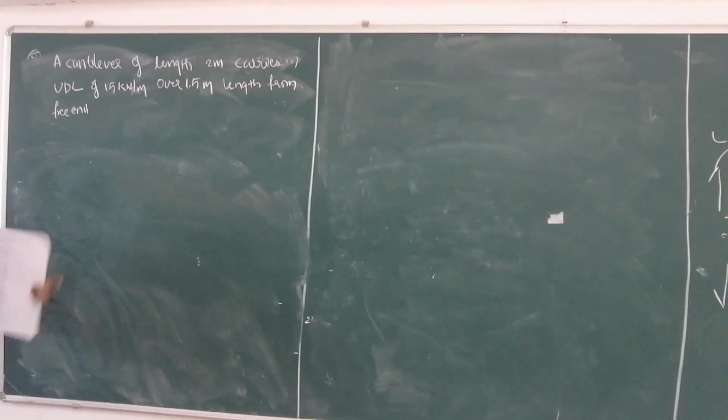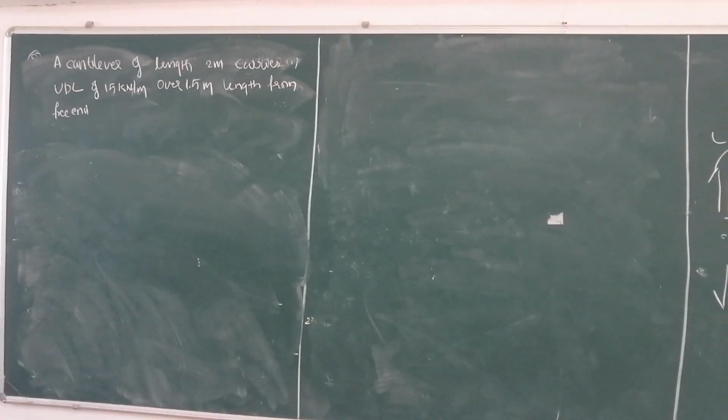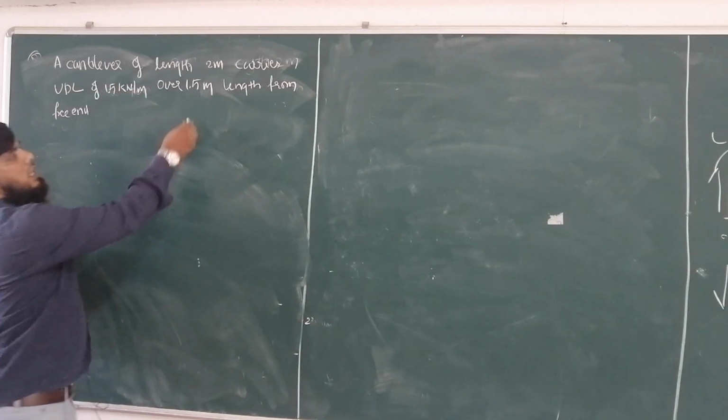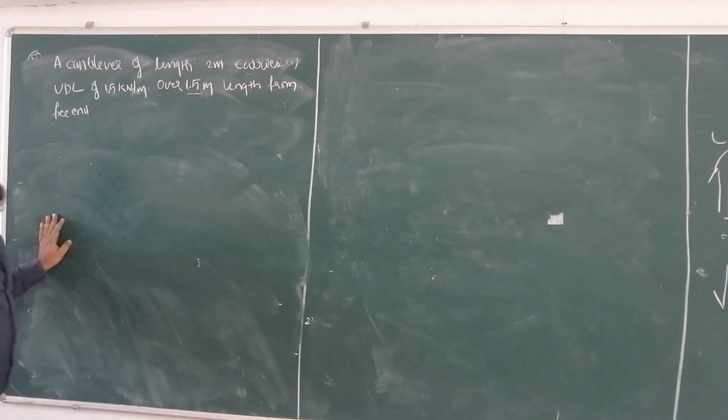The next problem we are going to see is a cantilever. The question is given like this. In this question, they have not given us any diagram. Most of the time, the diagrams will not be given in your examination. So by understanding the question, you have to draw the diagram. See what they have given. Here they have given a cantilever of length 2 meter carrying a UDL of 1.5 kilonewton per meter over a length of 1.5 meter from the free end.